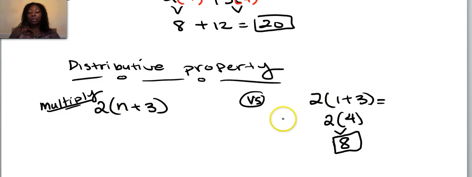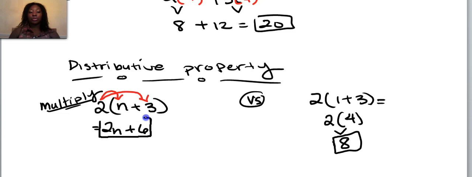Now, this problem and this problem are almost the same, except this one has a number, 1 plus 3, inside the parentheses. N plus 3, you can't do anything more to it because n and 3 are not the same. So what you can do is what we call the distributive property, and that just means take the 2 and multiply it into the parentheses, just like that. So 2 times n is 2n, plus 2 times 3 is 6. That is your final answer.